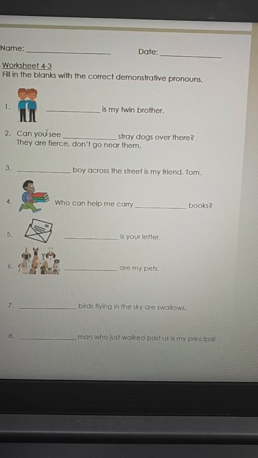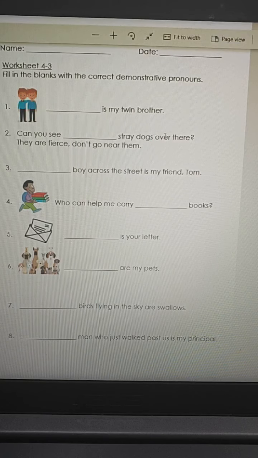The next one. "Can you see stray dogs over there? They are fierce. Don't go near them." So stray dogs, dogs. So dogs means many, right? So plural. So we use the plural demonstrative pronoun. And then over there means you have to point, right? So it is far. So which one is the far and for plural demonstrative pronoun? It's those, right? So you write those. T-H-O-S-E. Those.